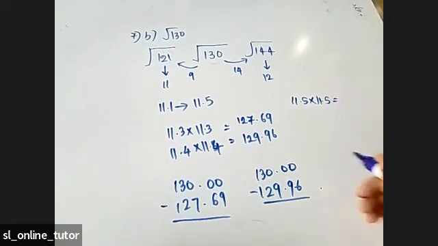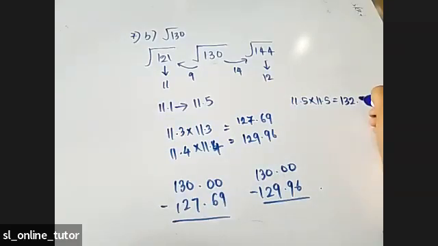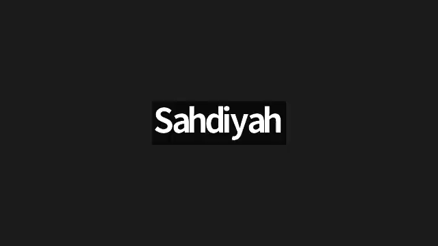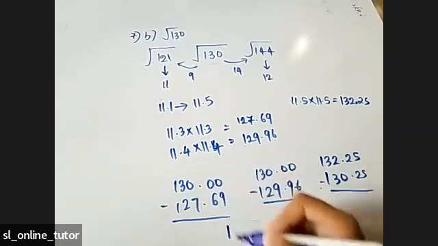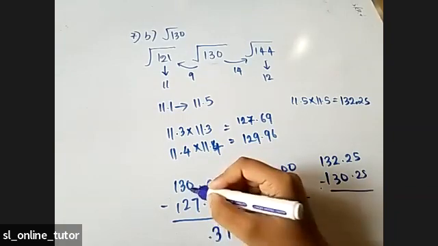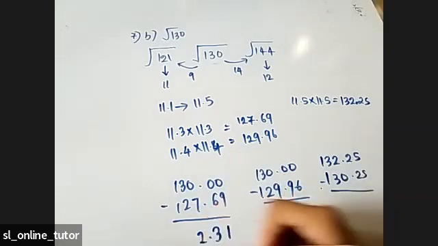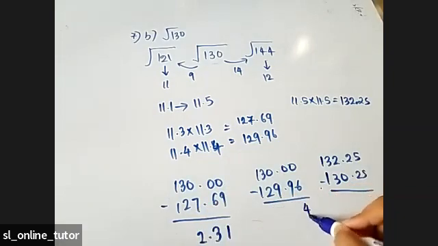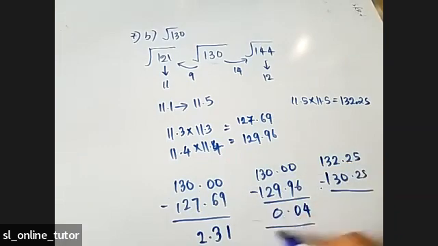What is it? 132.25. That value also I'll take here because we have to check, we don't know which is correct. Right, we'll subtract all these ones. Here you get 9 minus 6, 3. Here you get 9 minus 7, that is 2. Here you get 10 minus 6, 4. 9 minus 9, 0. Here you get 0, 0.